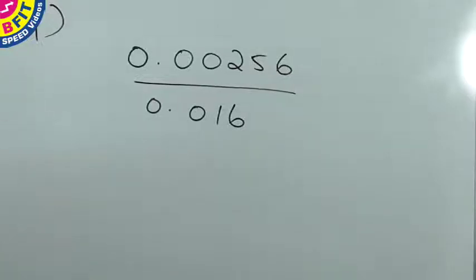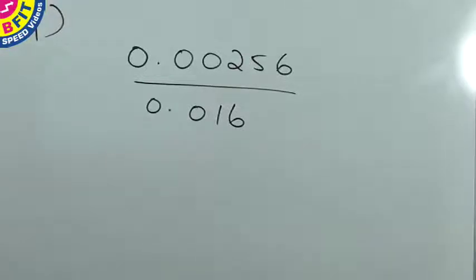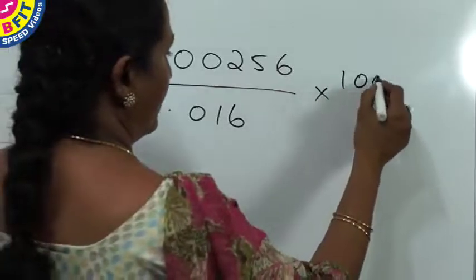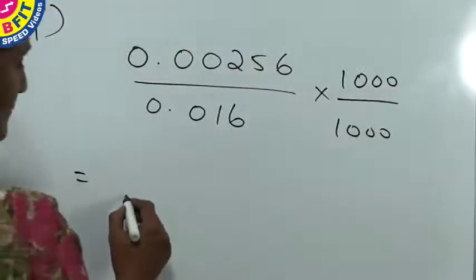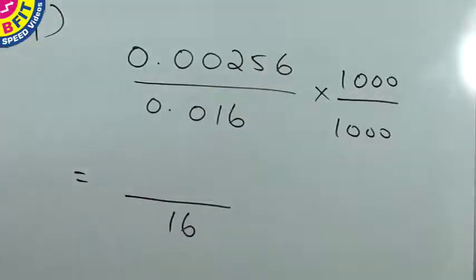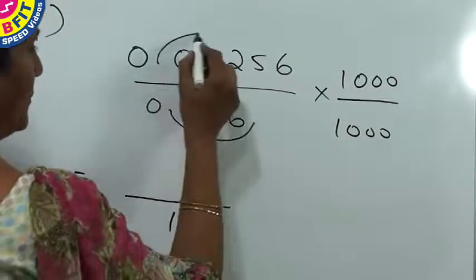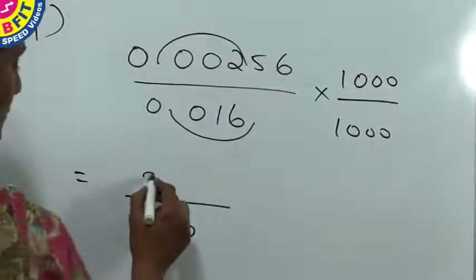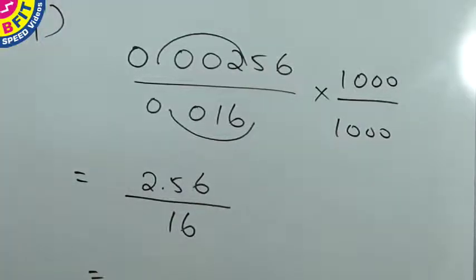So to make this an integer, you see how many decimal places are there. So we have 3 decimal places in the divisor, that is, in the denominator. So multiply the numerator and the denominator with 1000. So now multiplying the denominator with 1000, 0.016 becomes an integer, 16, and in the same way in the numerator the decimal is shifted by 3 places because we are multiplying it with 1000. So it is 2.56.